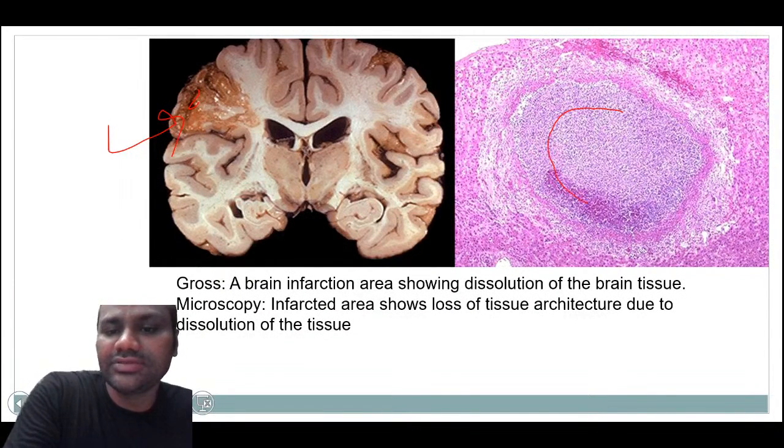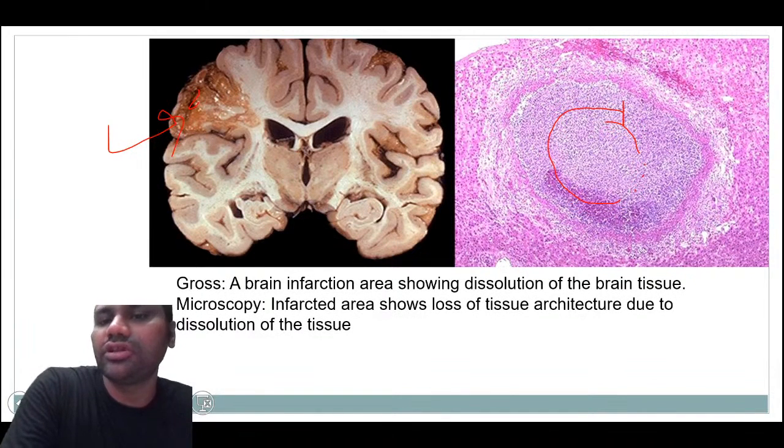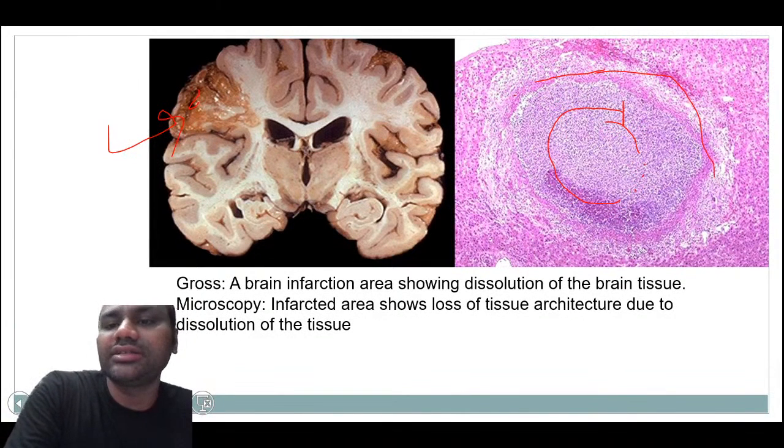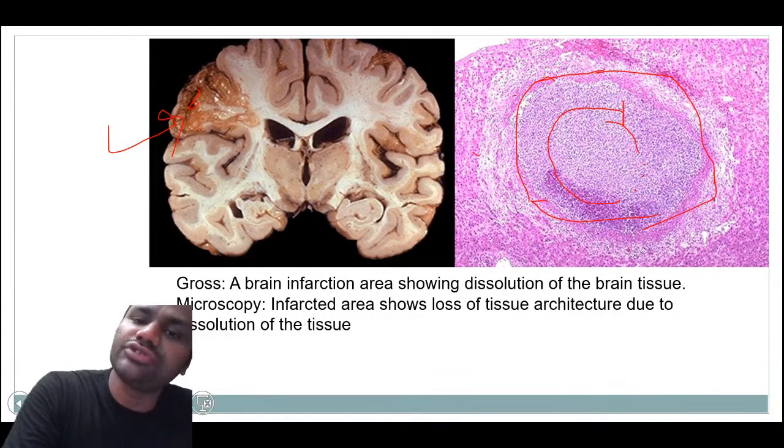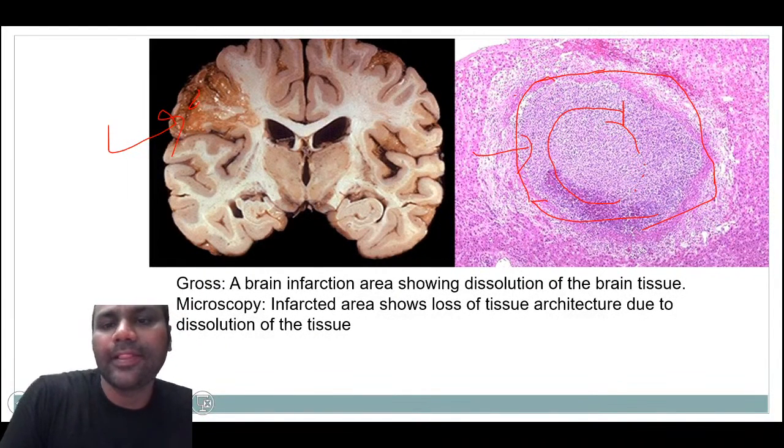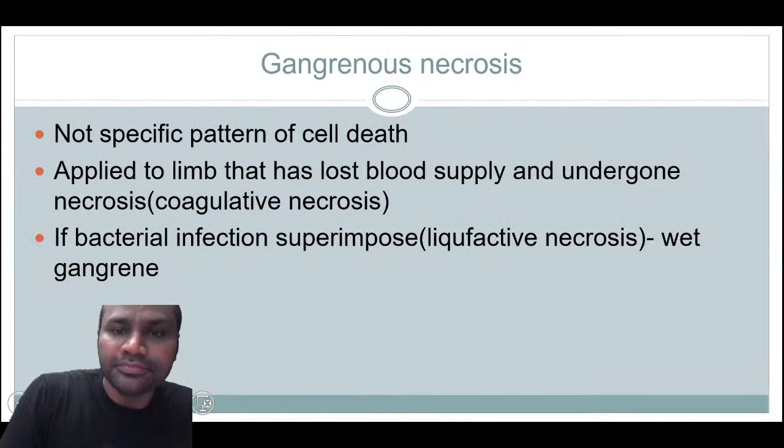And this figure is showing that there is loss of architecture. In coagulative necrosis the architecture is maintained, but here the architecture is lost, because the tissue has undergone dissolution in this case. So this is also liquefactive necrosis.